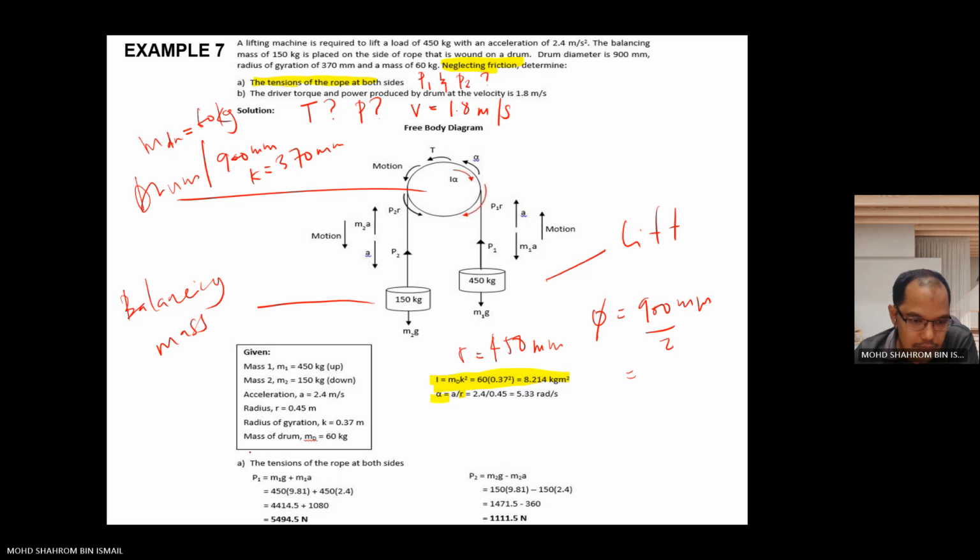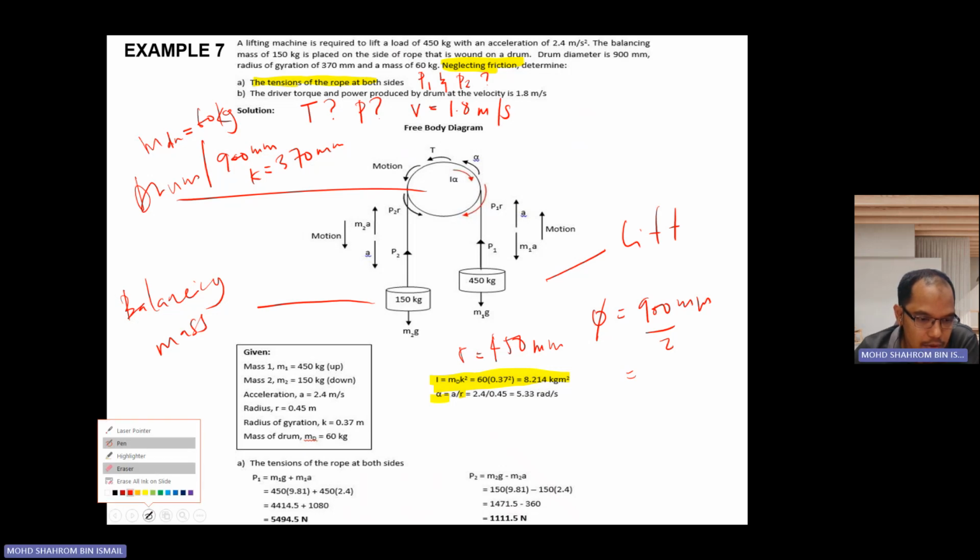So overall, your angular acceleration is 5.3 radians per second squared.